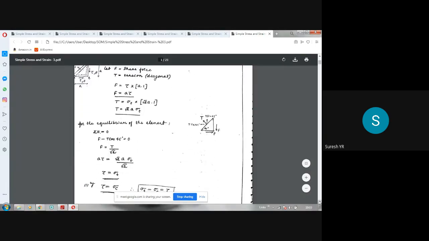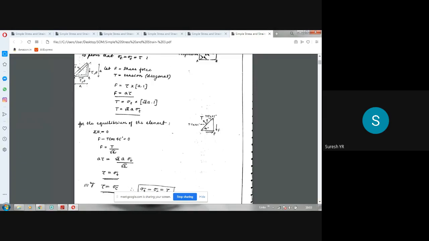You can try that. On similar lines, instead of T acting like this, it will be downward, so a compressive force will be there. You can call it capital C, and it has to be resolved into two components, vertical and horizontal. C cos 45, C sin 45 will come. So in that case also, F will be equal to A into tau only. C also will be equal to root 2 A into sigma C. Instead of sigma T, you will get sigma C. That's all. Capital C is the compressive force. Here capital T I have taken as tensile force, tension force, but for the diagonal compression I can take capital C.